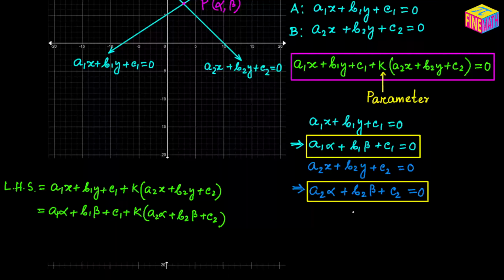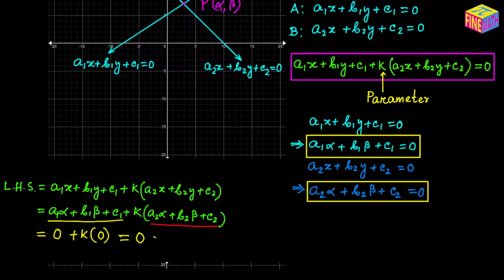Now in the yellow box you can see that we have already proved that a sub 1 times alpha plus b sub 1 times beta plus c sub 1 equals 0. So in place of this, we can say this quantity is equal to 0, and similarly we have plus k times, within the parenthesis, the quantity that is also equal to 0. We see that in the second yellow box. So this quantity is also equal to 0. So we have k times 0, which is definitely 0, plus 0 equals 0. So I am simply writing it as equal to 0.